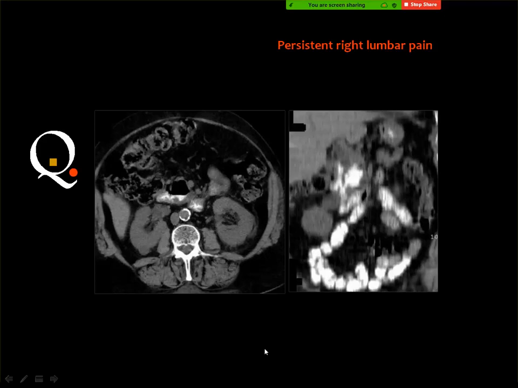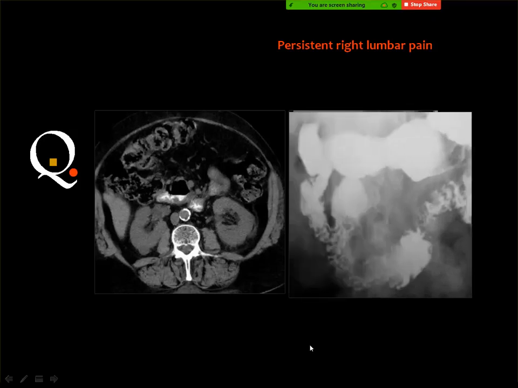Obstructed right kidney. No. Thrombosis in the aorta. And this is the lesion. What do you think? Pancreatic? Barium leaky? No, look at the barium. What do you think?